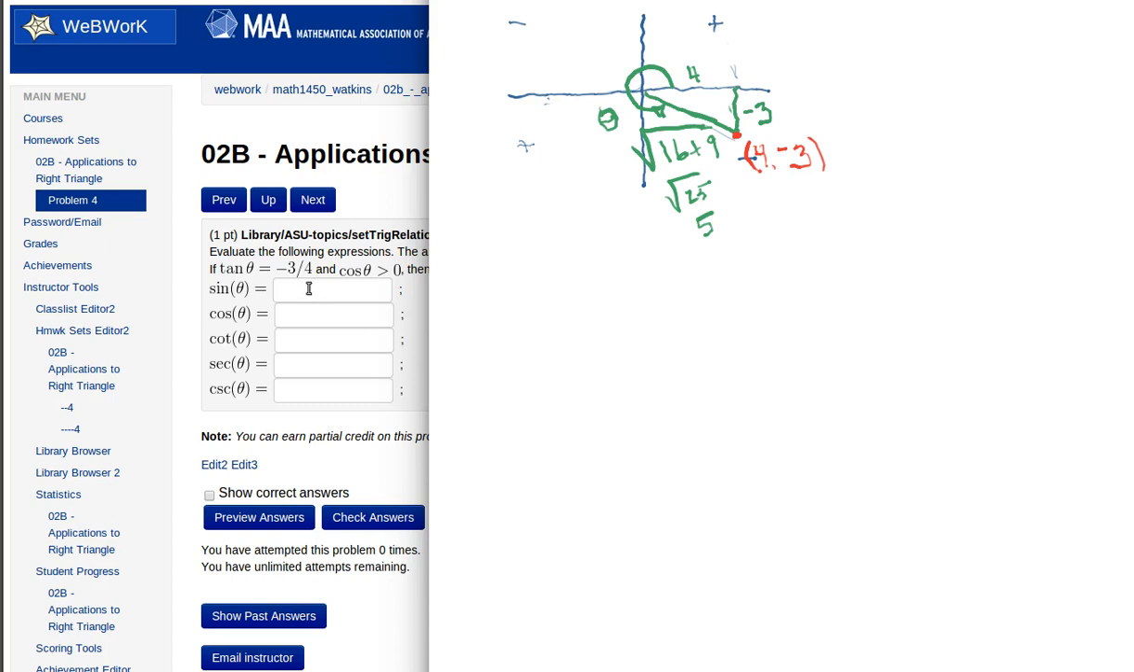So we can write in each one of these pieces of information. The sine is going to be a negative 3 over 5. The cosine is going to be 4 over 5. The cotangent is the reciprocal of the tangent, so it's a negative 4 over 3. The secant is the reciprocal of a cosine, and the cosecant is the reciprocal of a sine. So we'll be able to write those in. I'm not going to put those figures in, but there you've got the information that you need to do that problem. Okay, great.